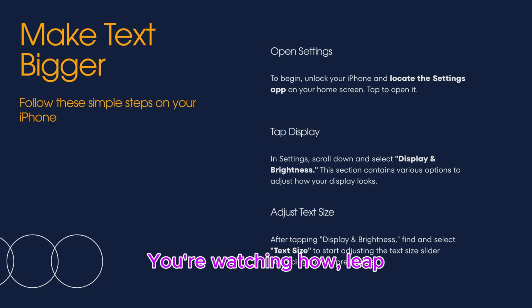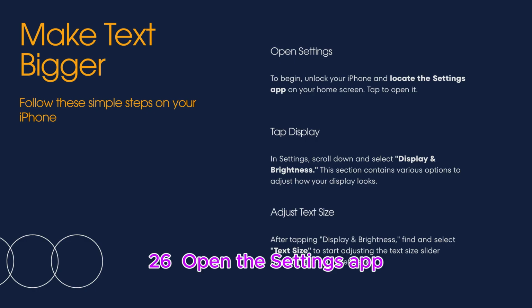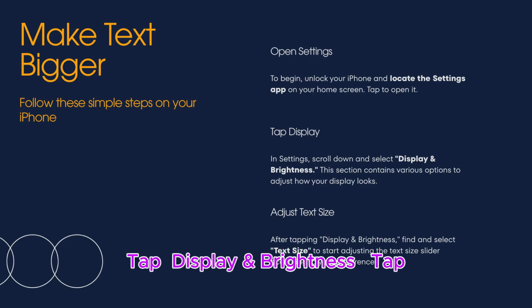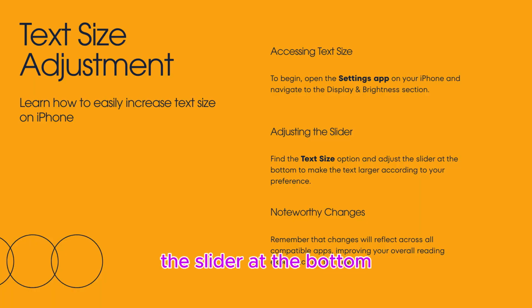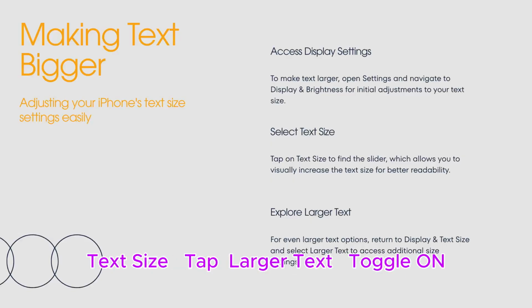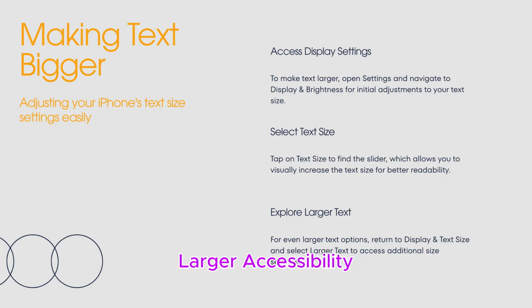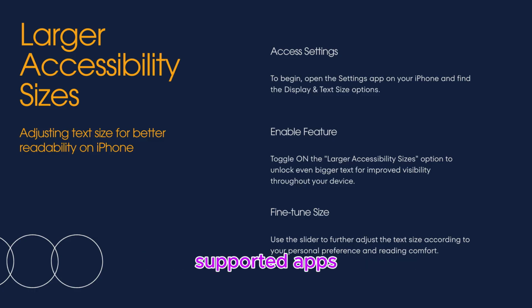You're watching How Leap. Let's make text bigger on your iPhone with iOS 26. Open the Settings app, tap Display and Brightness, tap Text Size, adjust the slider at the bottom to make the text larger. For even bigger text, go back and tap Display and Text Size, tap Larger Text, toggle on larger accessibility sizes, adjust the slider further. This will increase text size across supported apps.